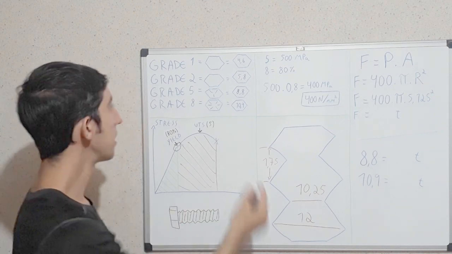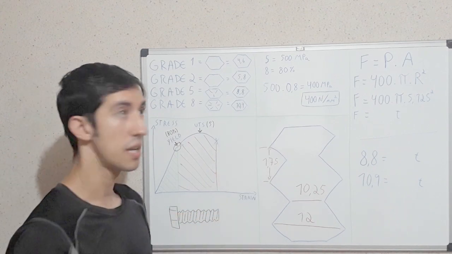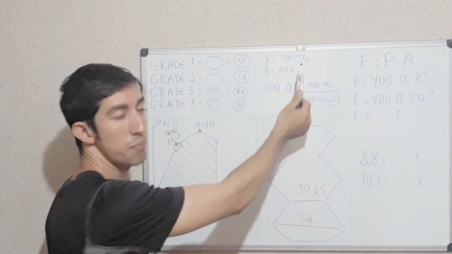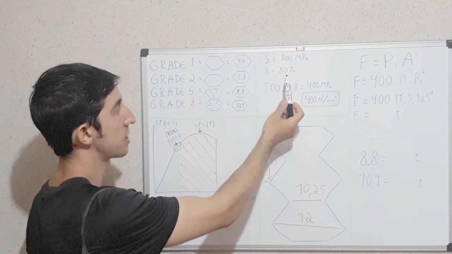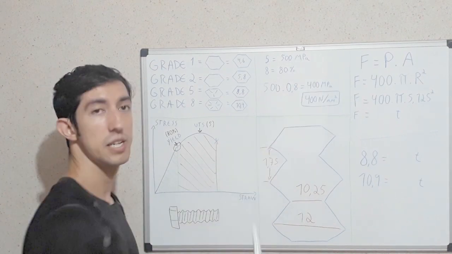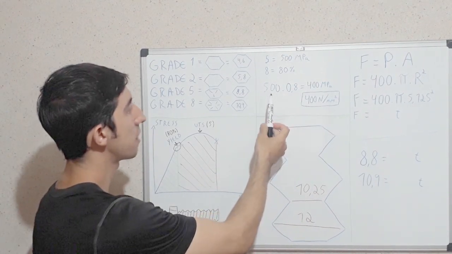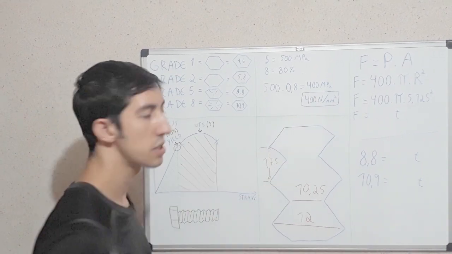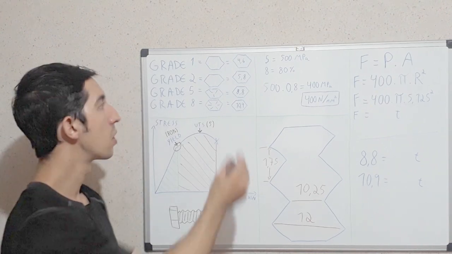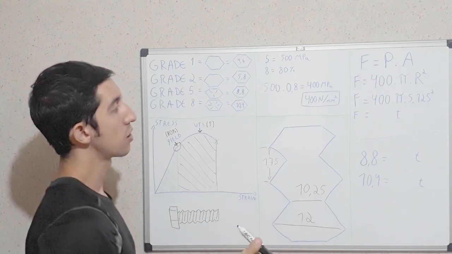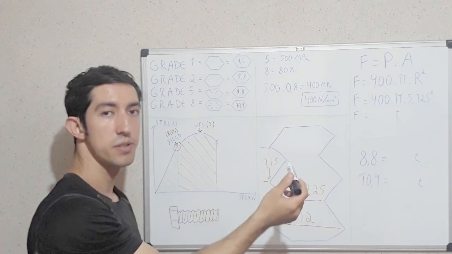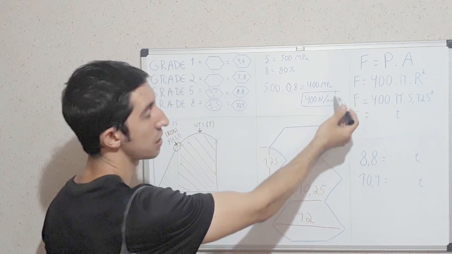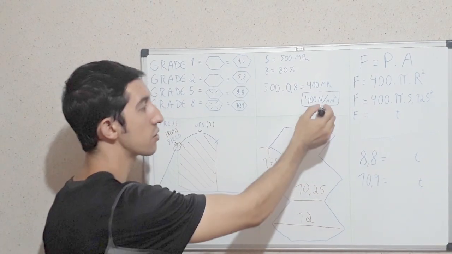If you do the math on this grade 2 bolt as an example, the number 5 represents 500 megapascal. The number 8 represents 8% of this 500 megapascal. So 500 times 8% gives 400 megapascal. To use the size of the bolt in millimeters, we need to convert this megapascal. So converting, we have 400 Newton divided by millimeters squared. We're going to use this number later.